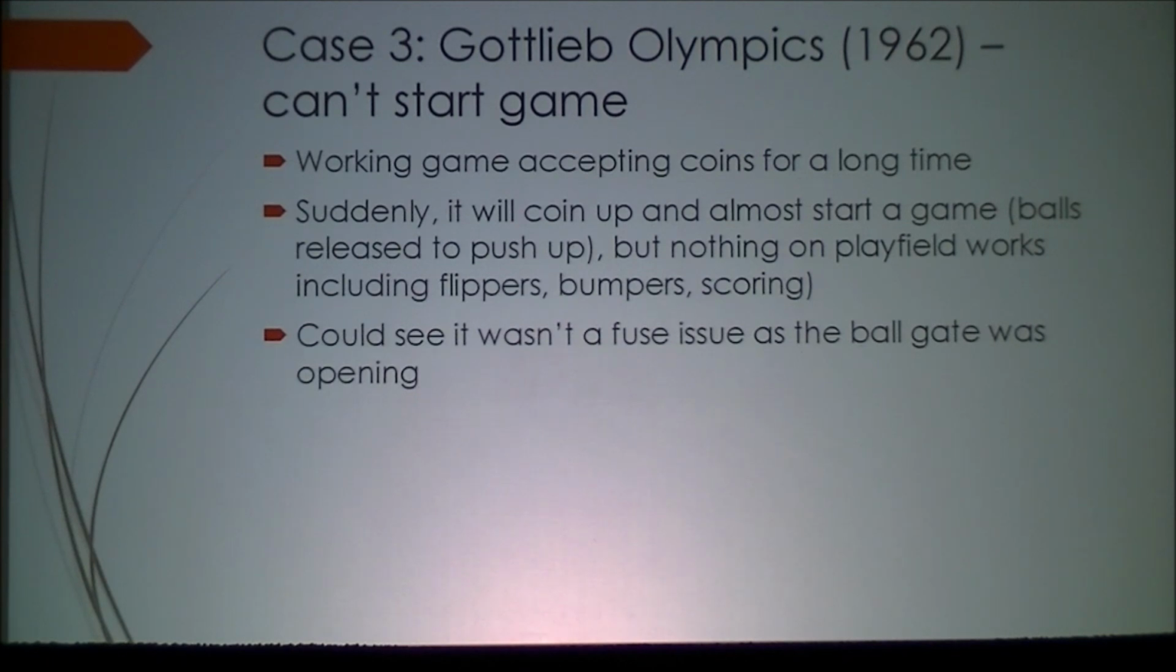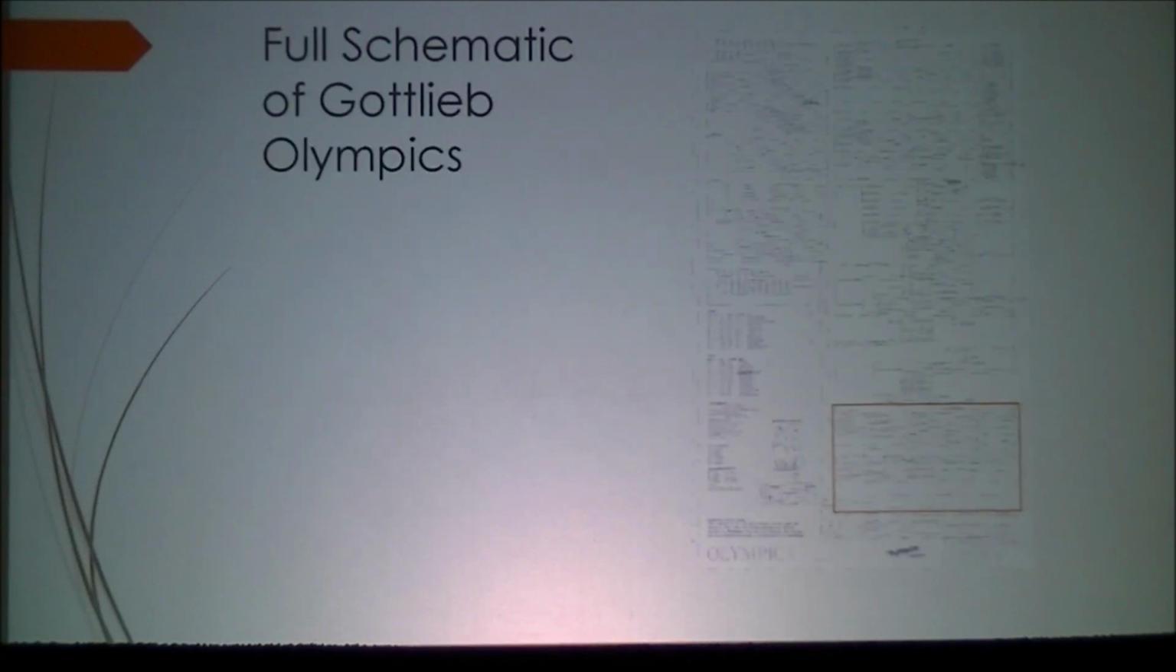Well, what I noticed is the balls were being released. This Olympics is one of those games where you have to push the ball push-up to get the ball into the shooter lane. And until you can really start a game, those balls aren't there where the push-up is. So the balls were getting to the push-up. I knew that coil was firing, but there were no flippers, nothing on the playfield would score. What's going on? So, again, we'll go into the Olympic schematic.